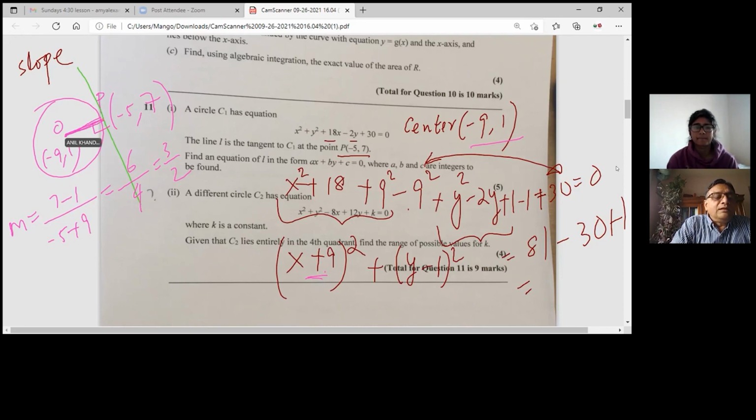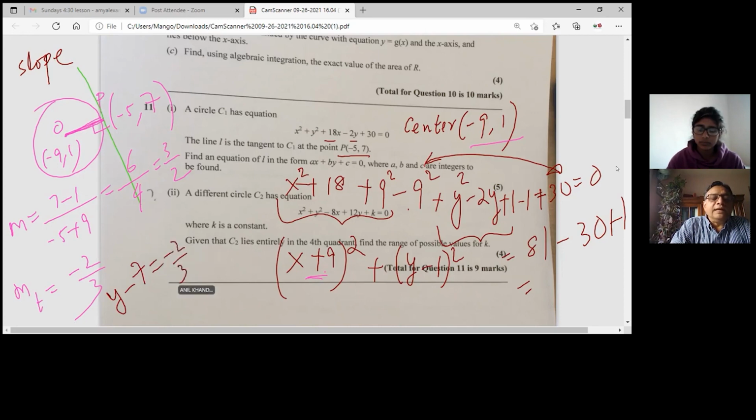This is OP. Now, the tangent will be the negative reciprocal, -2 over 3, correct? So now you can write down the equation of the tangent. You can use any form. You can write y minus y1, so y1, let's say 7, is equal to this gradient -2 over 3, x minus the point given to us as -5. So that makes it +5, correct? So you can now multiply and simplify and get your equation.